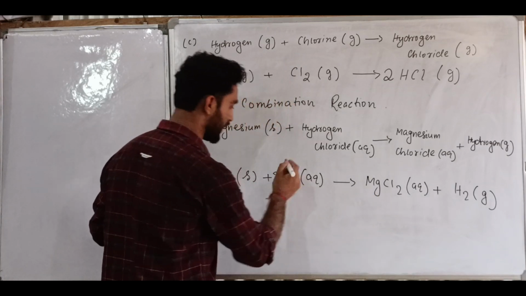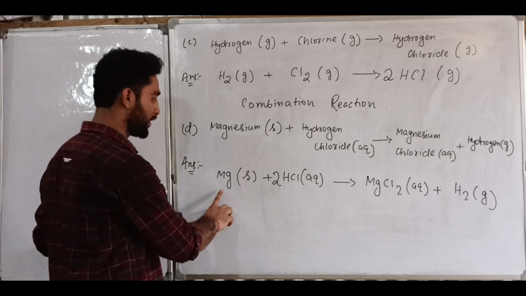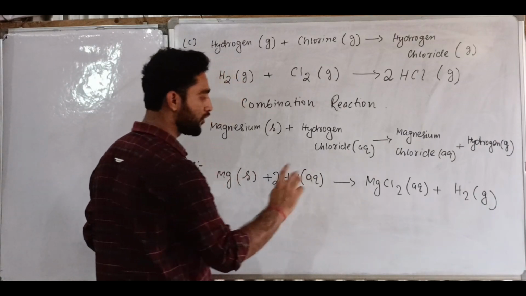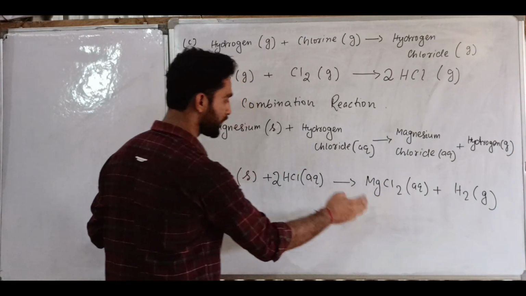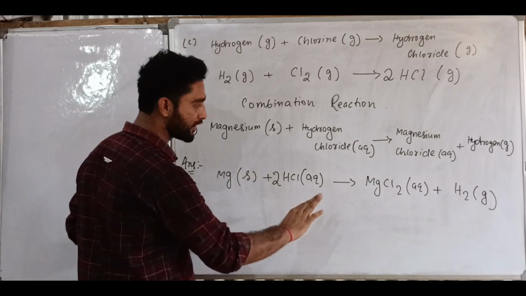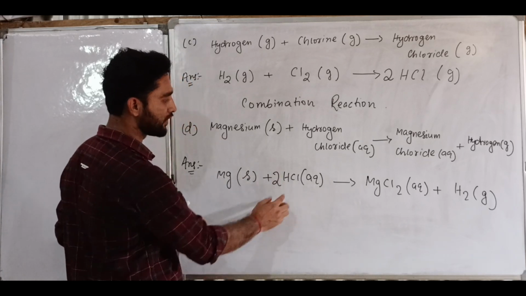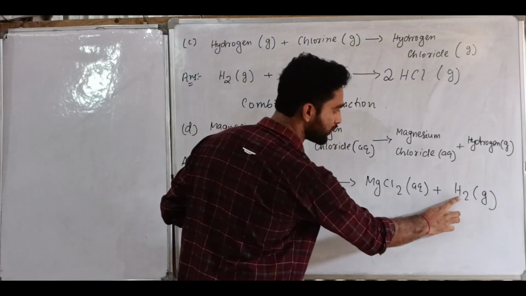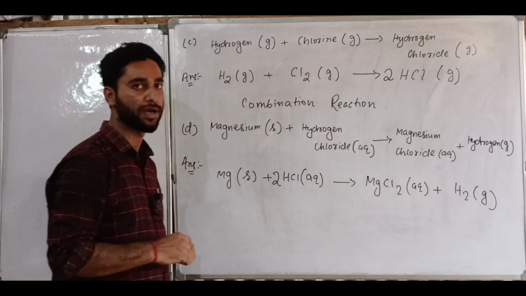So put 2 here. Again start from the beginning. Magnesium 1, magnesium 1. Now non-metal. Chlorine 2, chlorine 2. Now oxygen. Oxygens are not there. Now try to balance the hydrogen. This side hydrogen is 2, this side hydrogen is 2. Now the reaction became balanced.